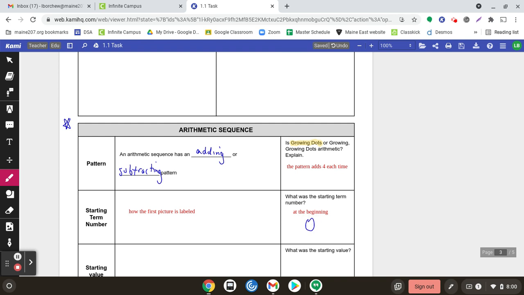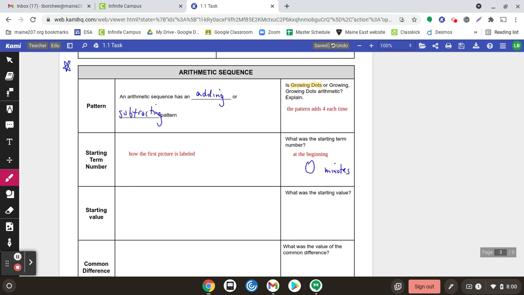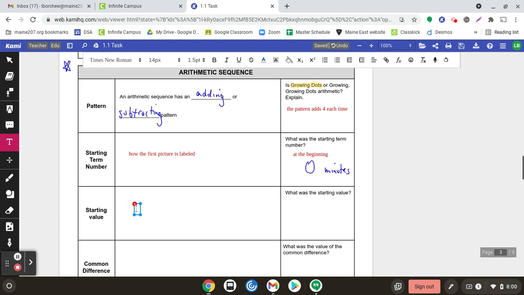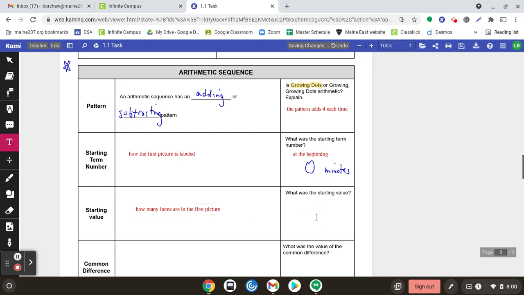And we do have labels in this case. They were identified as minutes at the beginning, then 1 minute, then 2 minutes. So I'm going to go ahead and label the starting term number as minutes. The starting value. The starting value in an arithmetic sequence is going to be defined as how many items are in the first picture. So how many items, in this case, dots?